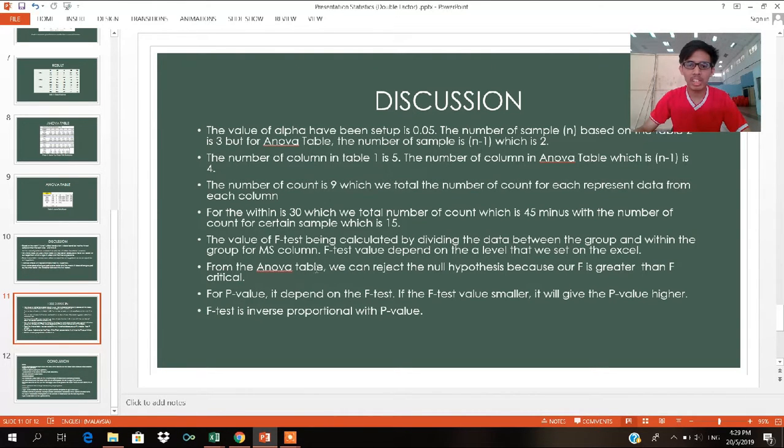The number of columns in table 1 is 5, but for the Anova table it is 4. The number of counts is 9, which is the total number of counts for each column of data. The F-test value depends on the alpha level that we set in Excel, which is 0.05. From the Anova table, we can reject the null hypothesis because our F is greater than F critical. The P value depends on the F-test. If the F-test value is smaller, it gives a higher P value. So based on this, the F-test is inversely proportional to the P value.